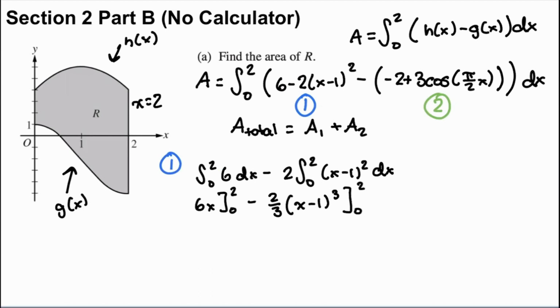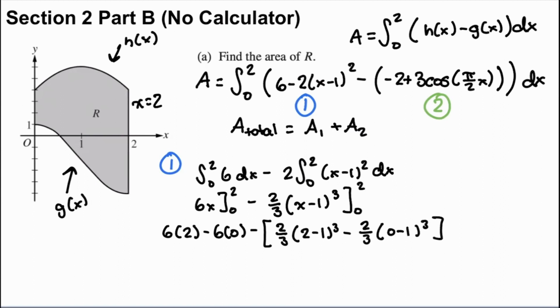And now we're just going to go through the process of evaluating that. We get 6 times 2 minus 6 times 0 minus, and I'm going to block this whole thing off so that I can be more focused when doing my arithmetic, because unfortunately it is required here. So we're going to get minus 2/3 (2 minus 1) cubed minus 2/3 (0 minus 1) cubed. Doing this math out, we get 12 minus 0 minus, and we're going to block this off again. We have 2/3 times 1 to the third power.